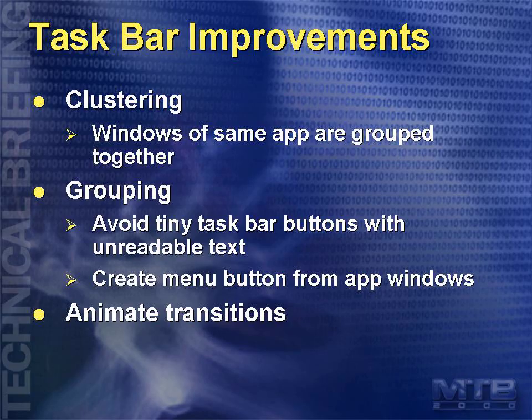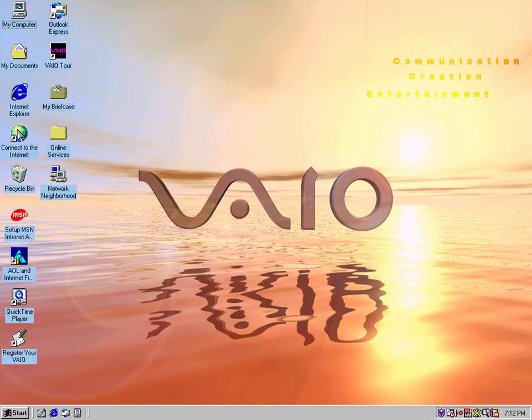Grouping, or what we internally call glomming, solves the problem when you have a whole bunch of Outlook email messages up and you have the itty-bitty little tiles that just show the little icon and the text is all cut off. This is basically useless. So what we do is we actually glom them together into one and make a pop-up of it. So all the Outlook messages will be accessible from a pop-up, and it lists all the messages right there. I'll show you that in a second. And then we're animating the transitions just to get a little bit more visual feel for what's happening as things are added and removed from the taskbar.